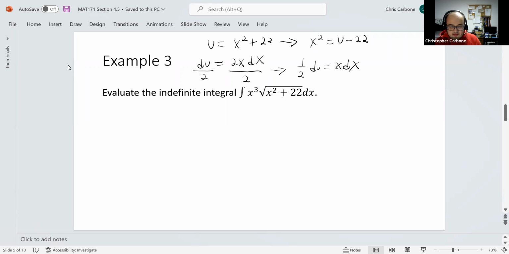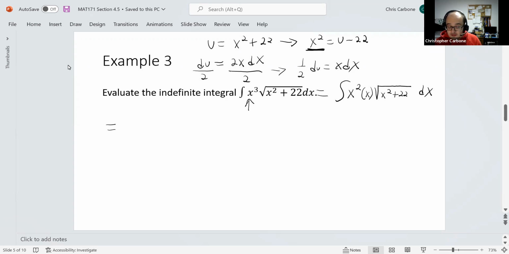So before we can even substitute, we need to break this up a little bit. We could write this as, since we have an x squared, when we manipulated that first substitution, we could factor out an x squared from this x cubed term. This would be the integral of x squared times x times the square root of x squared plus 22 dx.